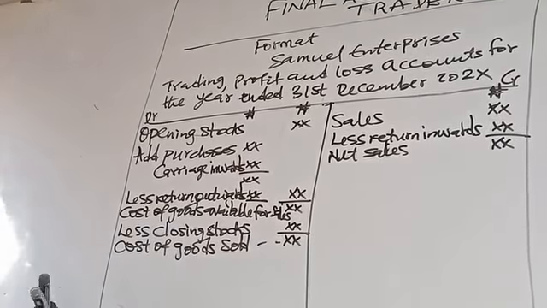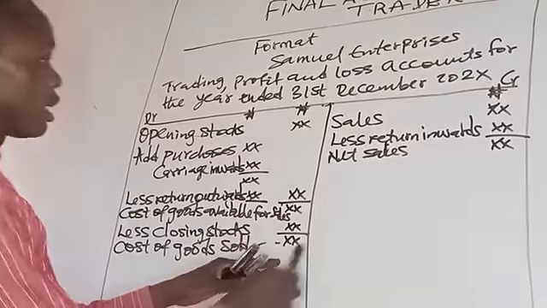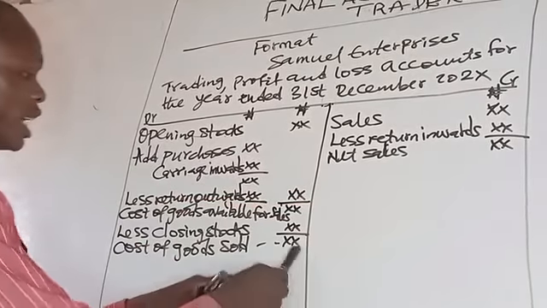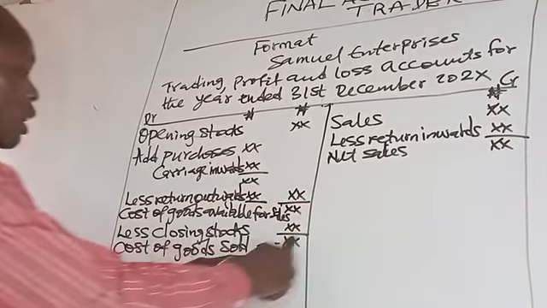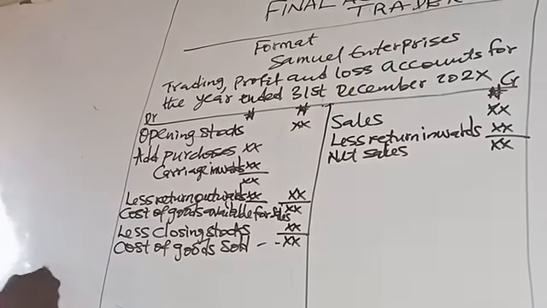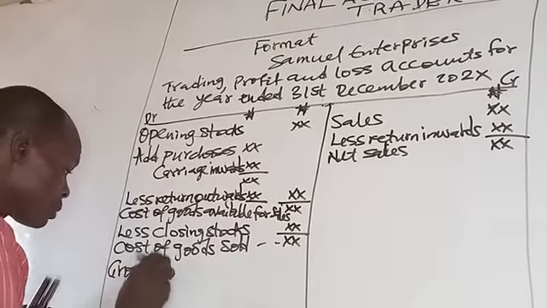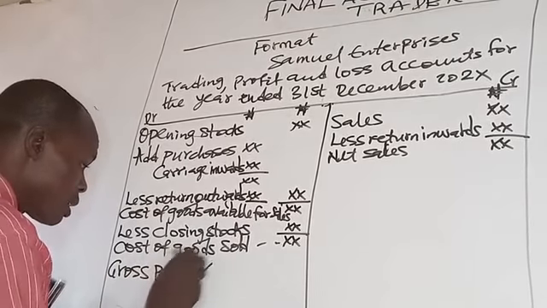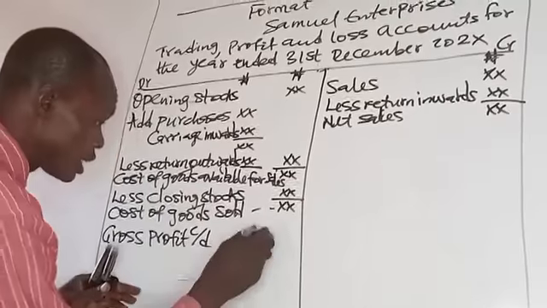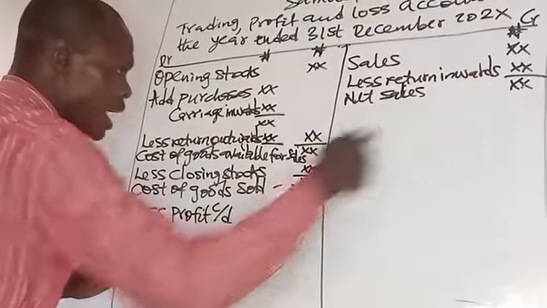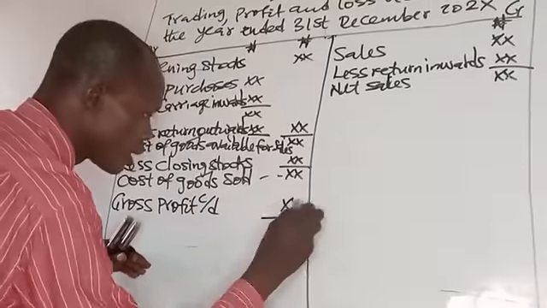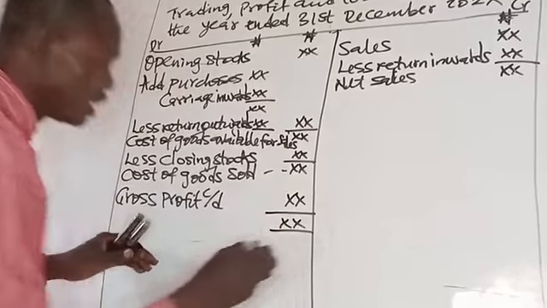The cost of goods sold you've arrived at, you subtract it from your sales here. Sales minus cost of goods sold, I've told you it will give you gross profit. That is the difference between the two sides. This minus this will give you this. So the total is this.